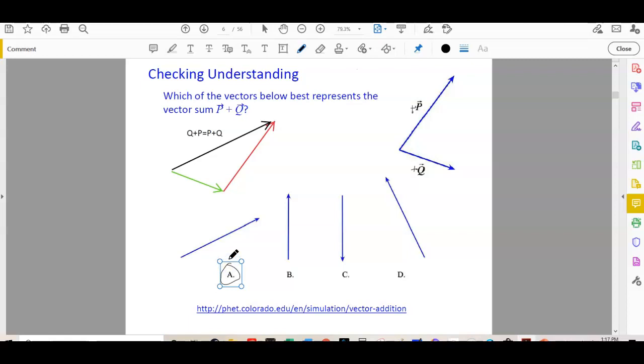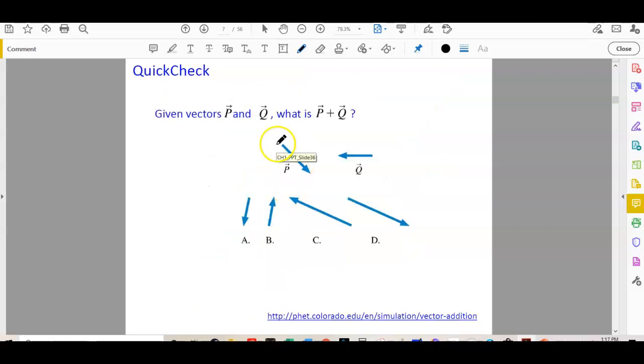Let's try another one, shall we? All right, here you're given P, which is pointed down and to the right, and you're given Q, which is just pointed to the left. And I know it sounds weird. A leftward pointed Q should be negative, but we're not working according to a coordinate system that's up and down and left and right. We're not decomposing these vectors. We're just doing vector addition. So there we go. This is pointed down and to the right, and this is up and to the left.